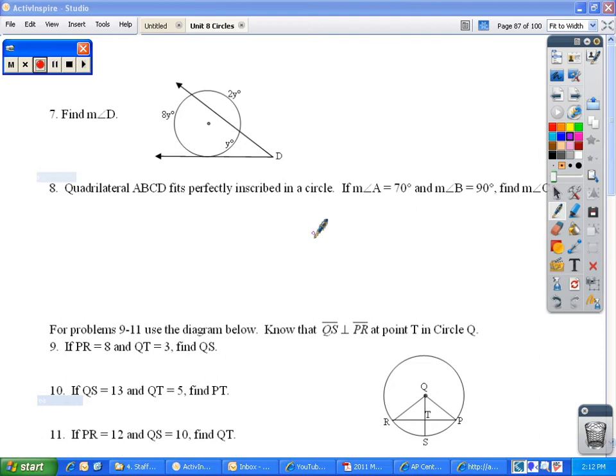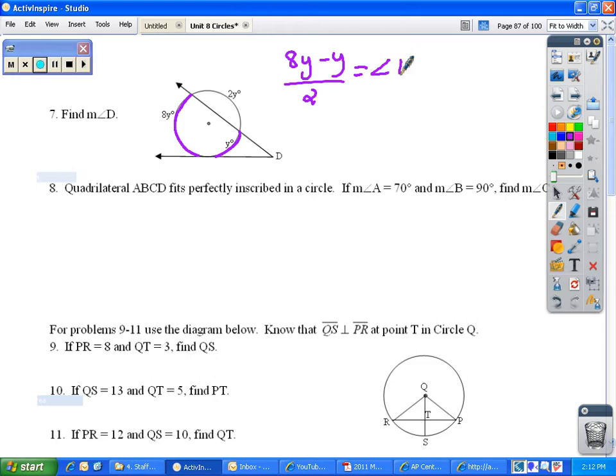Okay, moving on to the second page. Number 7, we want to find the measure of angle D. So D is outside of the circle, and so the general formula was that you would take the big arc created by D minus the little arc created by D and divide it by 2, and that would be angle D.